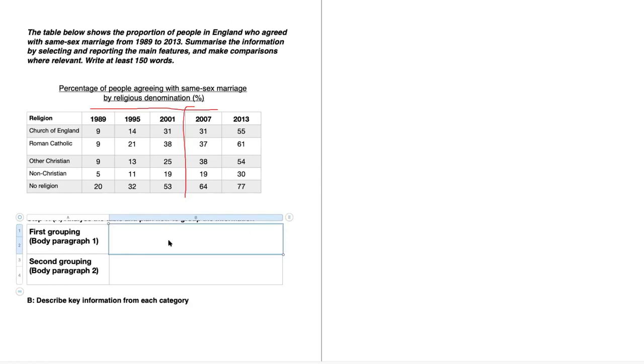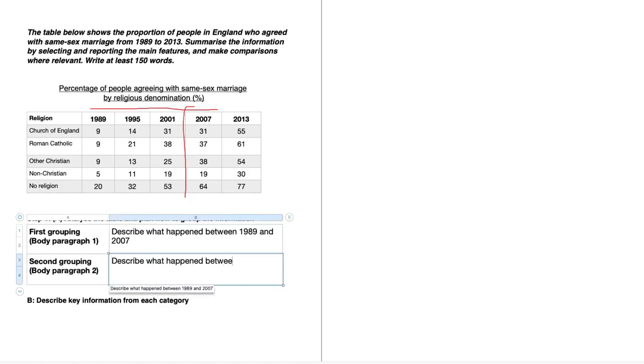For our first grouping, we are going to describe what happened between 1989 and 2007. So we're going to talk about this gradual increase. Then for our second grouping, we are going to describe what happened between 2007 and 2013. Notice how 2007 is going to be included in both the first paragraph and the second paragraph in a way, because that year represents when this idea shifted and the percentage shifted as well.